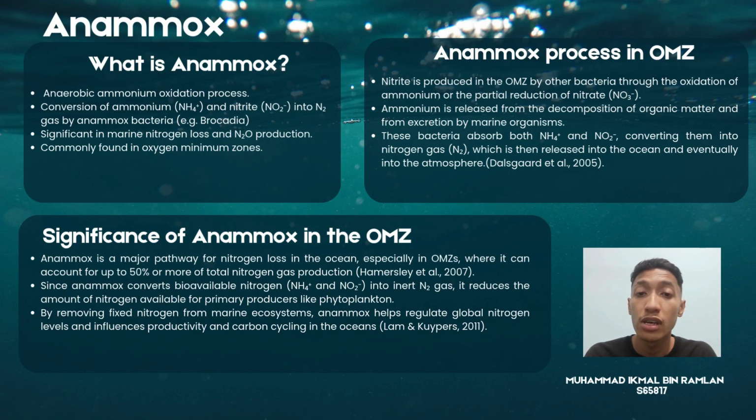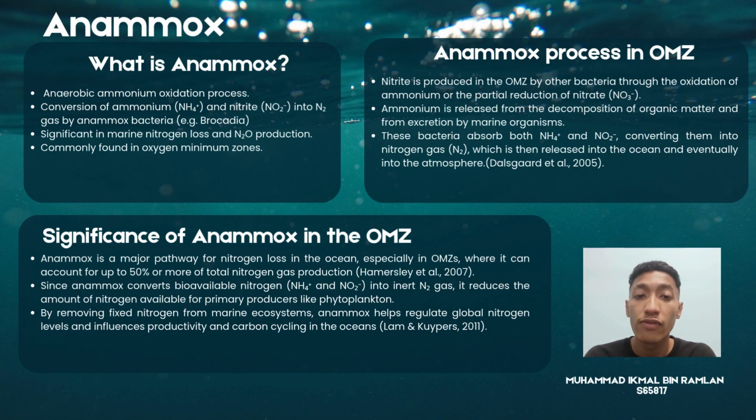NMOX is an anaerobic ammonium oxidation process, converting ammonium and nitrite into nitrogen gas by NMOX bacteria. Nitrite is produced in the oxygen minimum zone by other bacteria through the oxidation of ammonium or the partial reduction of nitrate. Ammonium is released from the decomposition of organic matter and from excretion by marine organisms. These bacteria absorb both ammonium and nitrite, converting them into nitrogen gas.